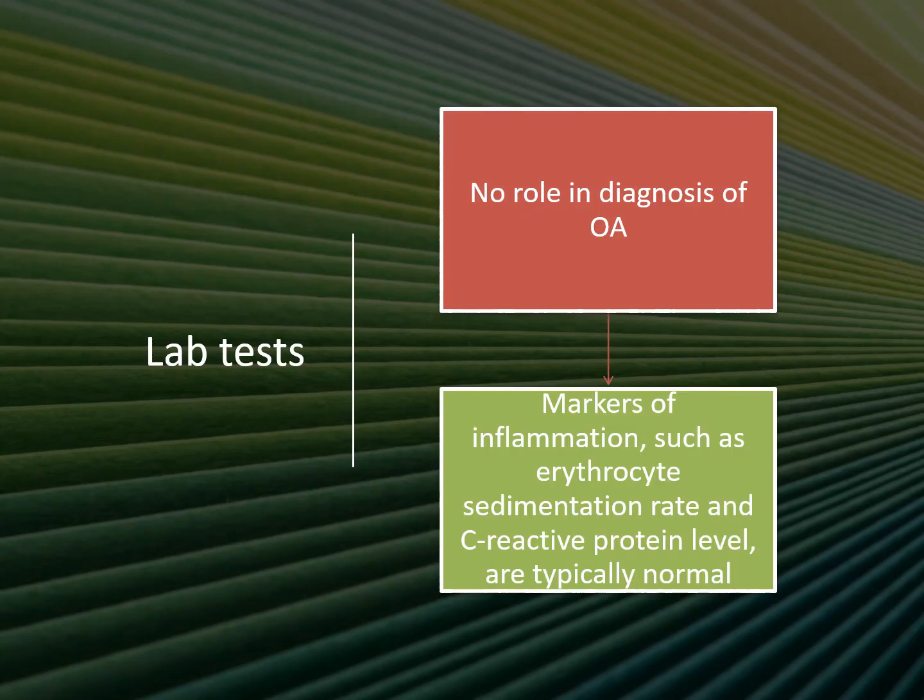The lab tests are mostly not utilized in osteoarthritis cases as a diagnostic measure. They actually have no role in the diagnosis of OA, but lab tests can tell us about other conditions. They can rule out conditions like RA, conditions like gout. Directly, they will not help us in ruling in osteoarthritis. The markers of inflammation such as ESR, erythrocyte sedimentation rate, or C-reactive protein level in OA lab tests will be normal.